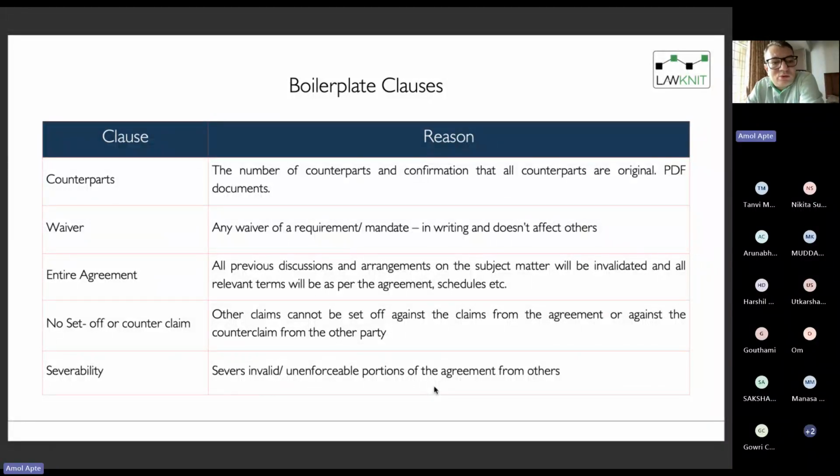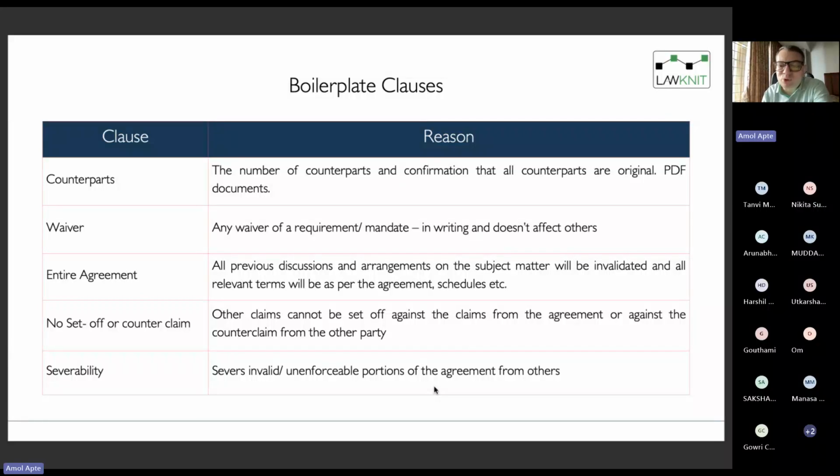Moving forward to a few more clauses, counterparts. You end up defining the number of counterparts and the confirmation that all counterparts are original. Counterparts are typically, you may either execute the contract in two original copies, or you may also want to call the first copy as original and all facsimiles of it signed in original as original, or you may also want to call out that original signed agreement plus the color PDF of that document will be considered as original, etc.